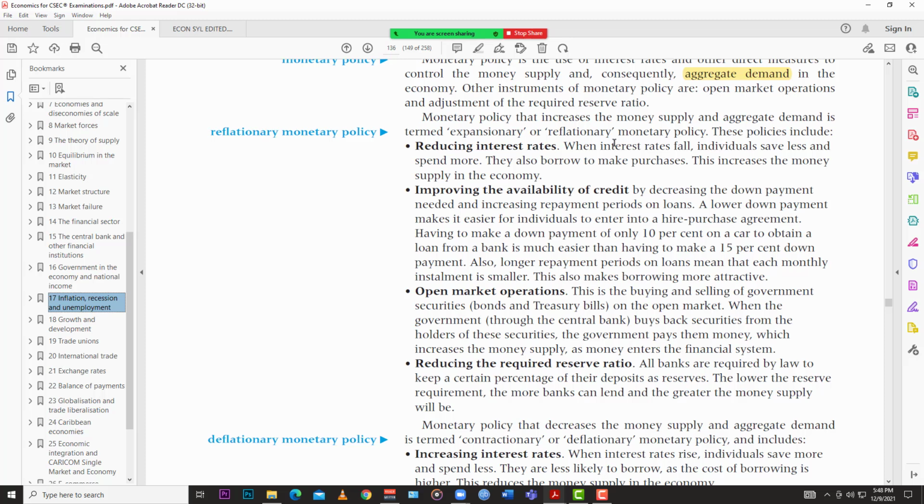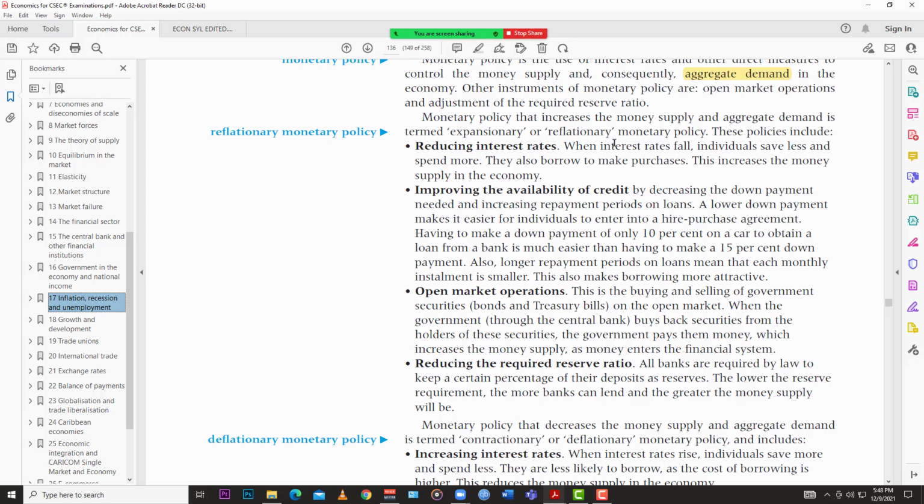So by decreasing the down payment needed and increasing repayment periods on loans, a lower down payment makes it easier for individuals to enter into higher purchase agreements. Having to make a down payment of only 10% on a car to obtain a loan from a bank is much easier than having to make 15% down payment. So once they make the credit cheaper, that could lead to increased demand.